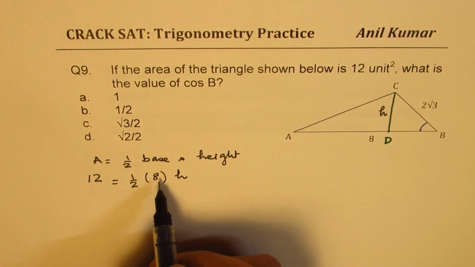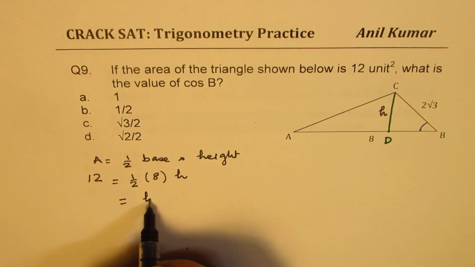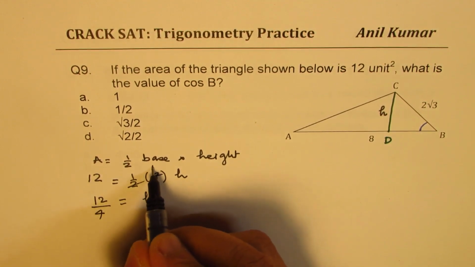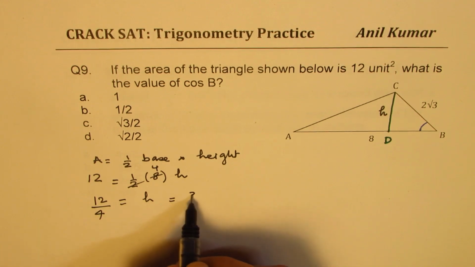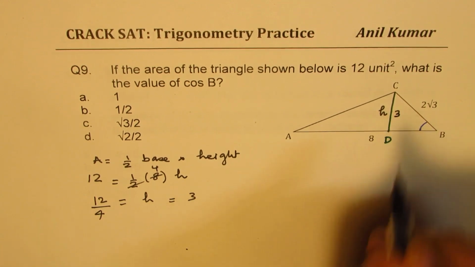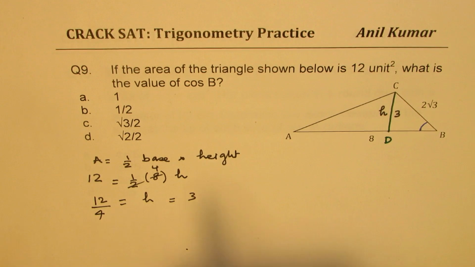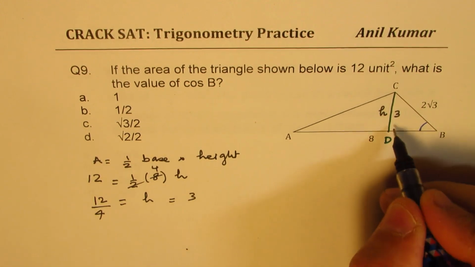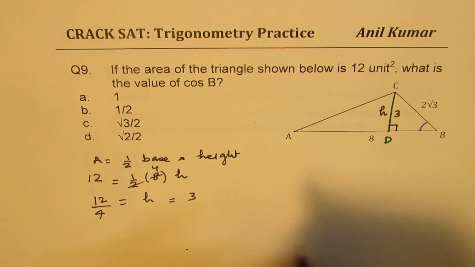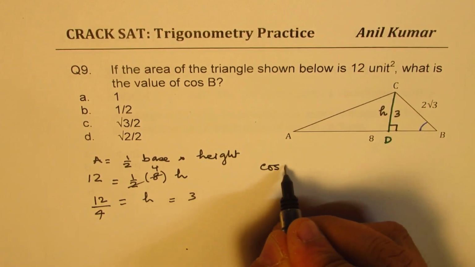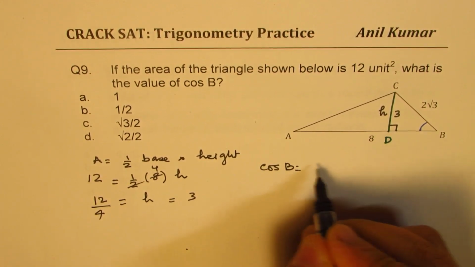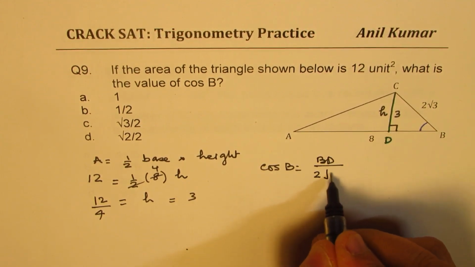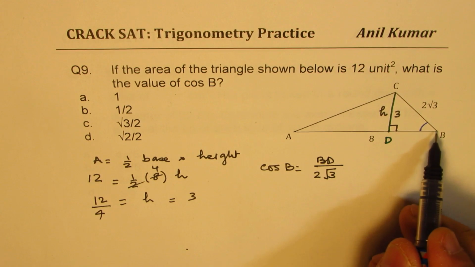So from here we can find what the height is, right? So height is 12 divided by 4, so this cancels, you get 3 units. So height is 3 units. We need to find the value of cosine B, right? So in this particular right triangle, cosine B is basically equal to BD over the hypotenuse, which is 2 square root 3. What is BD equal to?